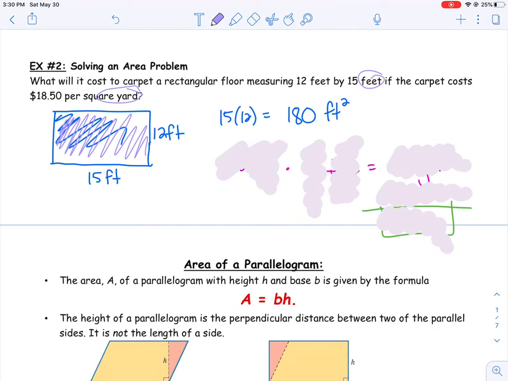So what we have to do now is figure out how to convert those square feet into square yards. So let's do one of our conversions from chapter 9. Let's start with 180 square feet. Let's get out of square feet and into square yards. So using our dimensional analysis, let's put the square feet on the bottom and the square yards on the top. And now we've got to figure out what numbers go in there.